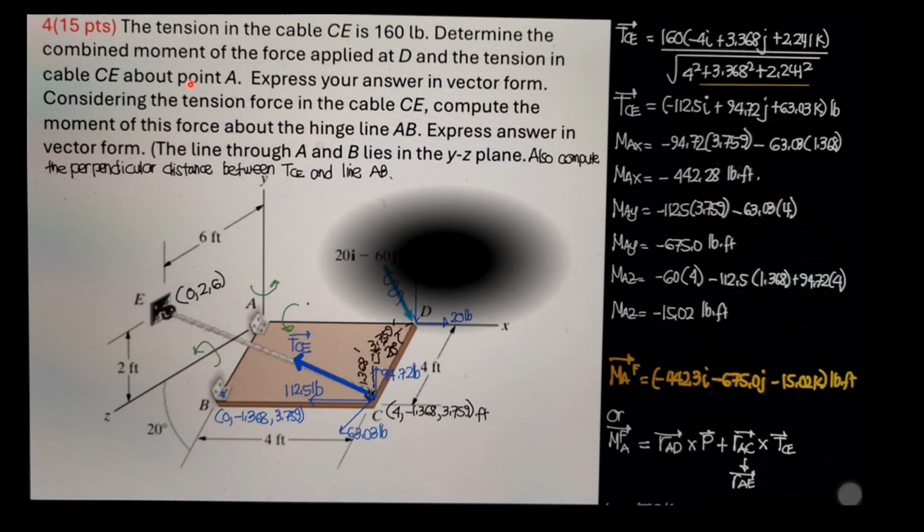There is a problem given as a quiz about the moment of a force about a point, about a line, and, as an extension, finding the perpendicular distance between two lines. So here is the problem.